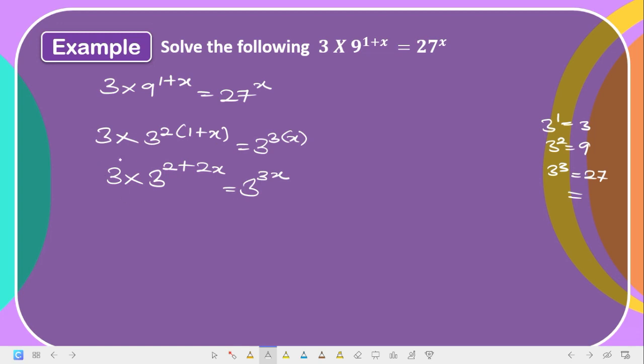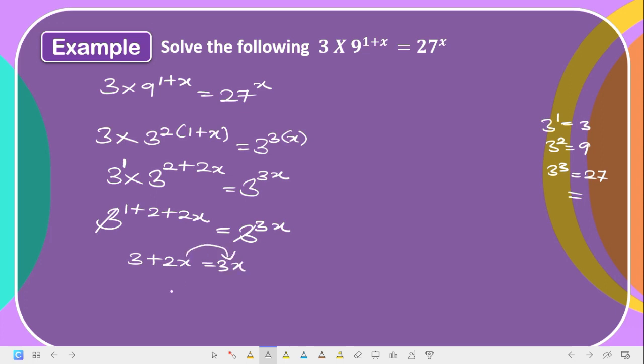3x. Now, at this point, note that this is raised to the power of what? 1. Is that not so? When you see 3 standing on its own, it means that 3 is raised to the power of 1. Now, the bases are equal. What do you do to the power if multiplication is in between them? Add. So this becomes 3 to the power of 1 plus 2 plus 2x is equal to 3 to the power of 3x. So this cancels this. 1 plus 2 is what? 3. Plus 2x is equal to 3x.